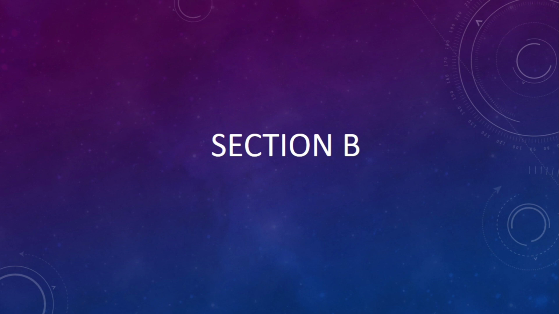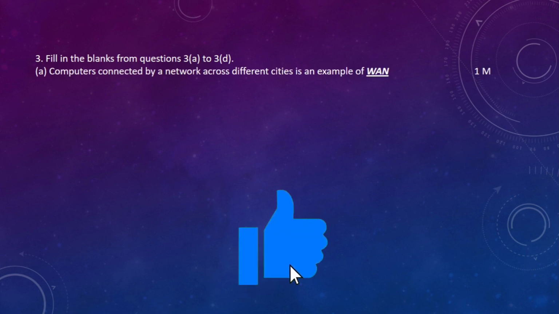Okay. So here we start with section B, question number 3. Question number 3 comes from the unit computer networks. Fill in the blanks from question number 3A to 3D. So I have already filled the blanks for you. Computers connected by a network across different cities, an example of WAN.